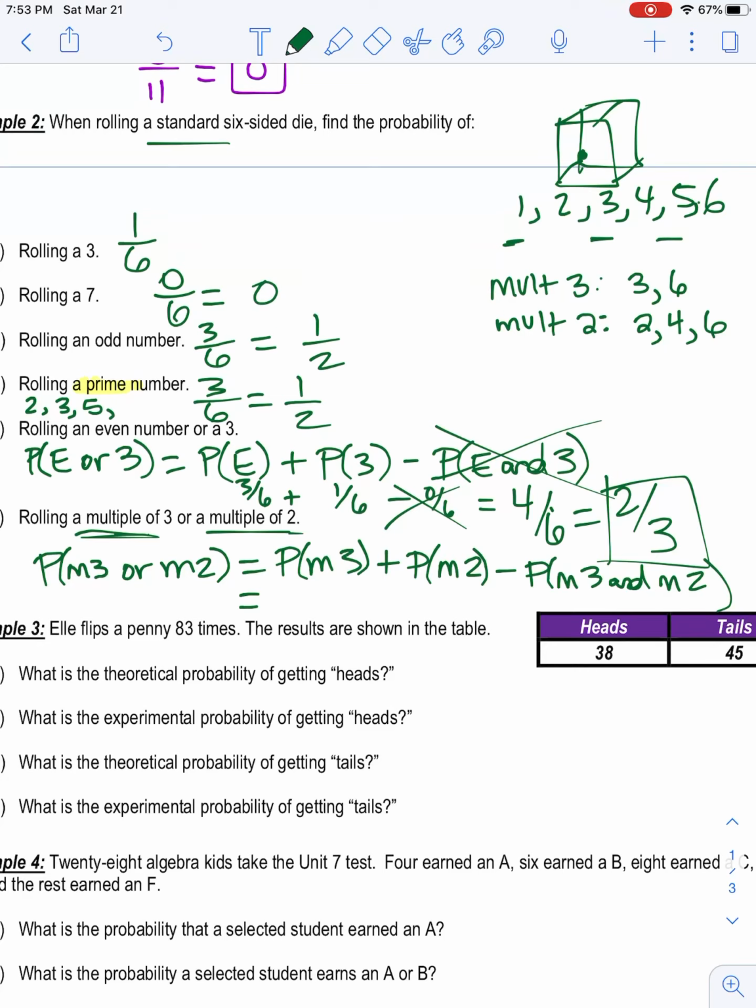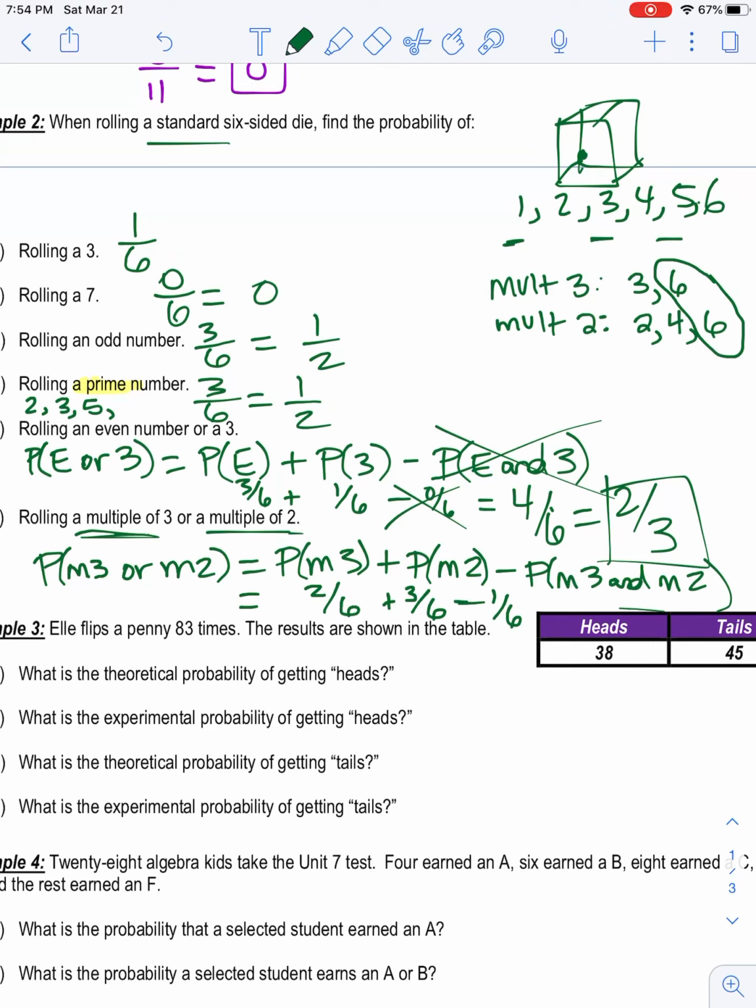A multiple of 3 is a 3 and a 6, so there's 2 out of 6 outcomes. The probability of getting a multiple of 2, there's 3 outcomes, see above, 2, 4, and 6, out of 6. But the question now is, did I count any outcomes twice? The number 6 was double counted because 6 is a multiple of 3 and 2. So because I double counted that, and that's the probability of both a multiple of 3 and a multiple of 2, I'm now subtracting the probability of a 6, which is 1 out of 6.